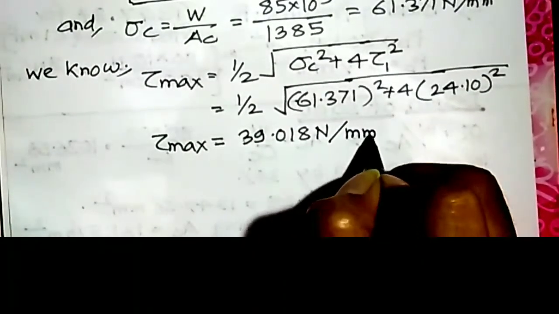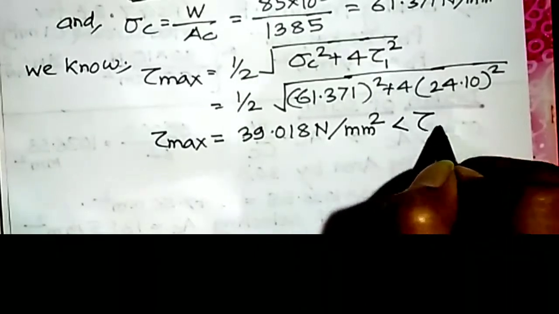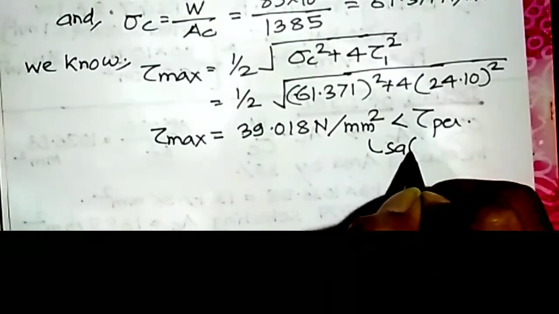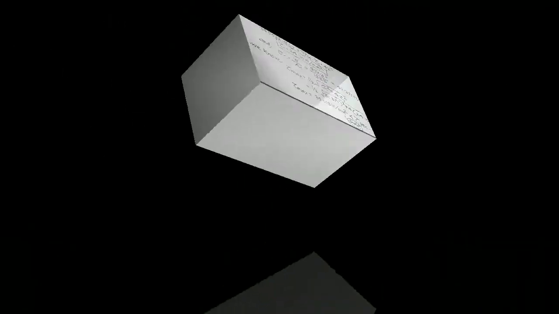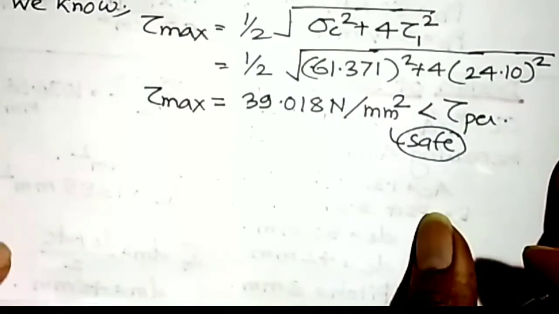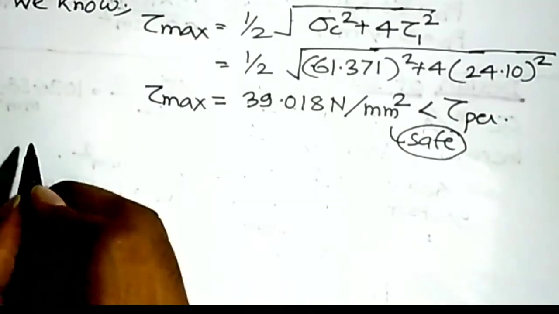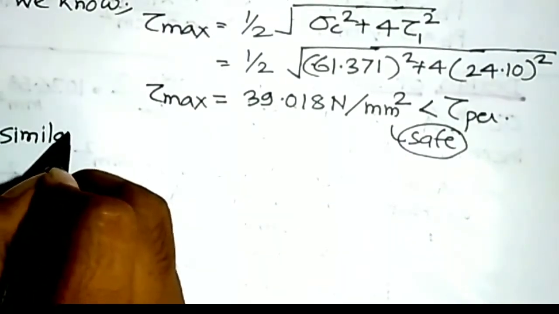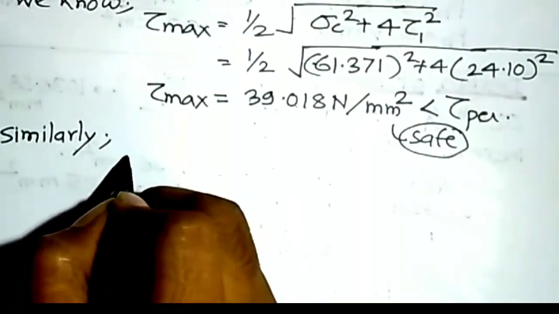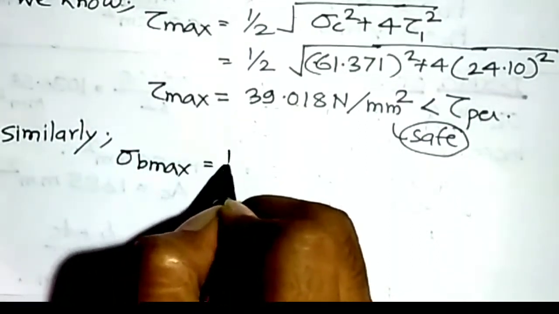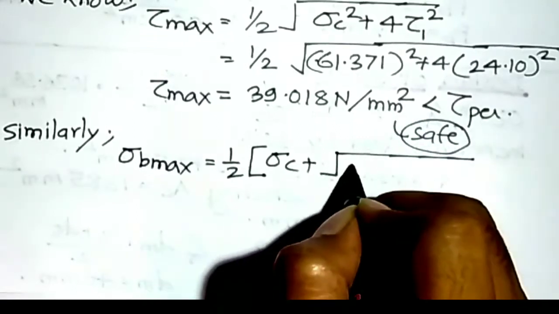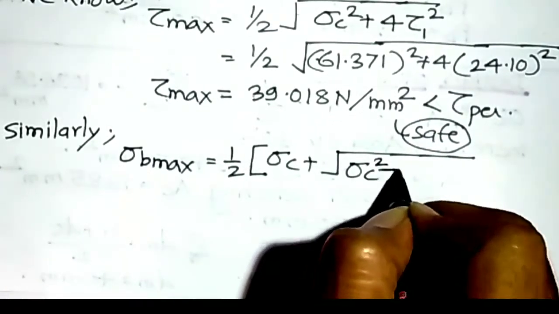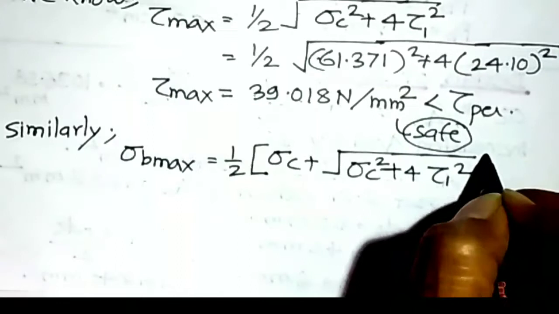Once this is calculated, tau 1 is known and sigma C is known. The maximum shear stress theory asks us to find tau max as 1 by 2 under root of sigma C square plus 4 times tau square. This gives tau max as 39.018. So the shear stress is 39, which is less than 41 Newton per mm square, so it is safe.